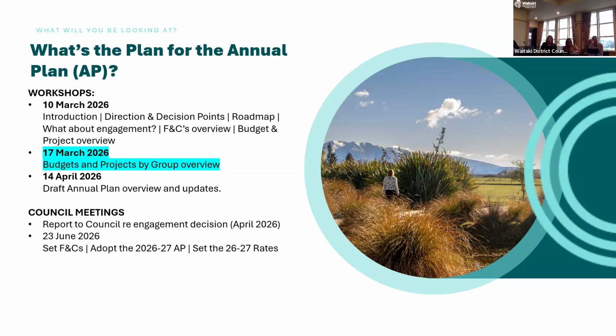What to expect today: we've got a 1 hour quick sharp briefing on the operating budgets and the capital budgets, all the projects that we had in the long-term plan to complete in the 27 financial year. Then on the 14th of April, we've got our last workshop, which will present the draft annual plan document and any other updates. Then in terms of council meetings, there will be a report to council at the end of April to make a decision about engagement. And then on the 23rd of June, we ultimately need to set the fees and charges and adopt the 27 annual plan, which includes setting the rates for the 27 financial year as well. We must do that before 1 July or else we will have no income next year. No rates income. Next slide.